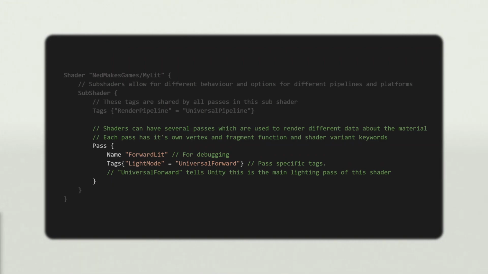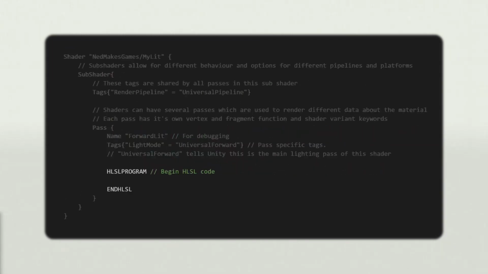To signal that this pass will draw color, add a tags block inside. The pass type key is light mode, and the value for a lit color pass is universal forward. You can also name passes, which will help a lot in debugging. Okay, we're almost ready to write some code.